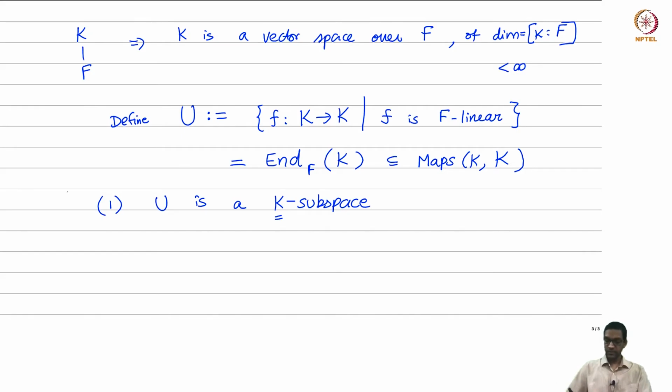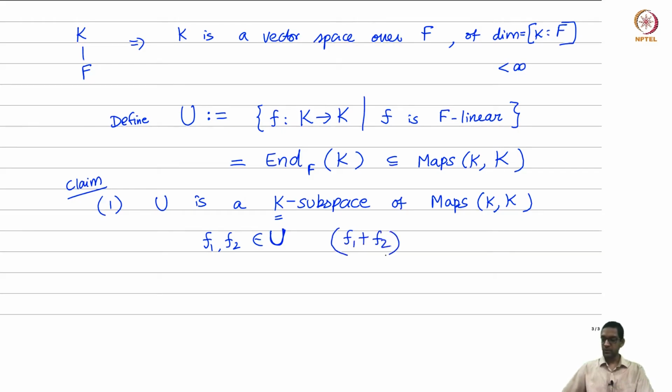Okay, so I claim, here are some properties. Claim: U is in fact a K subspace of the vector space Maps(K, K). That's in fact rather easy, because what do elements of U look like? If I have f1 and f2, two elements of U, I need to ensure that U is closed under addition and closed under scalar multiplication by K. First, let me check if it's closed under addition.